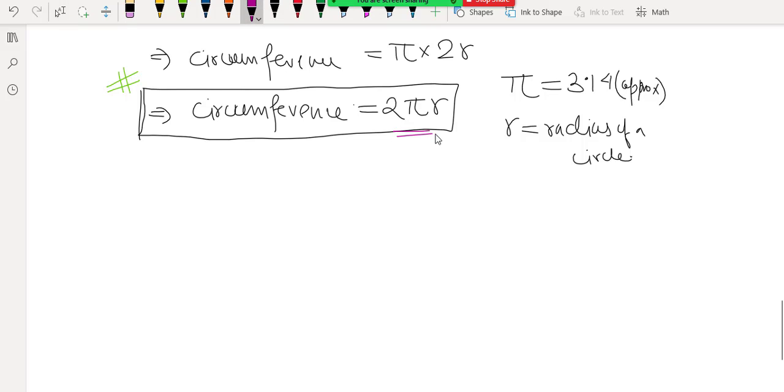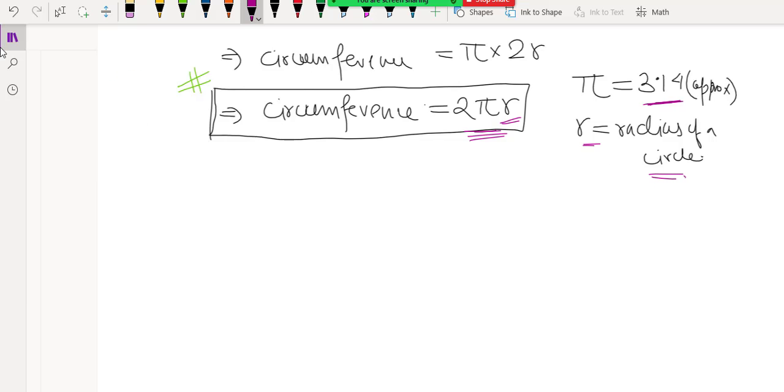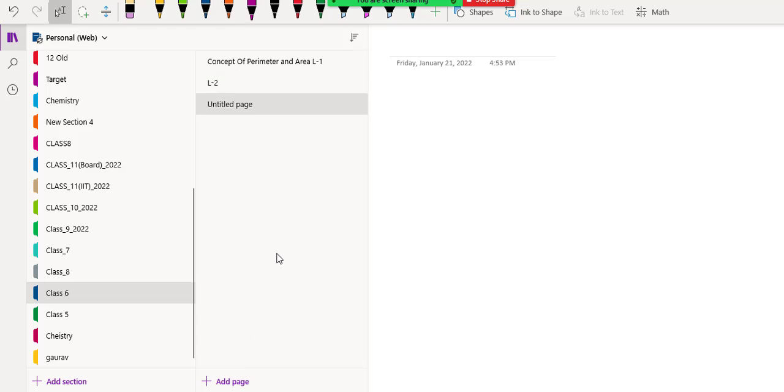The circumference of a circle is given as 2 pi r. And what is pi? Pi is an irrational number, approximately 3.14. And what is r? R is the radius of a circle. In today's class, we will do some questions related to the circumference of the circle. And that is lecture 3.